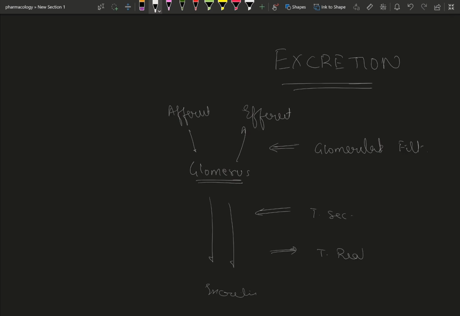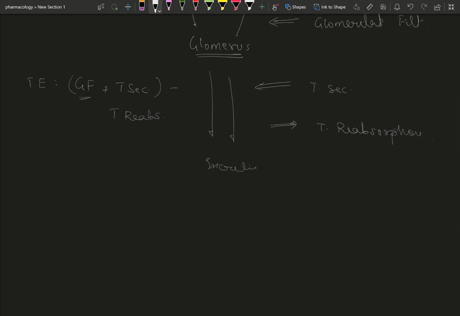Now tubular secretion will be occurring and some part will also get reabsorbed, which is not meant to be excreted. So total excretion TE is equal to GF plus tubular secretion minus tubular reabsorption. Hope you agree with that. So the factors governing these three, that is GF, tubular secretion and tubular reabsorption, are the factors which will be affecting excretion of a drug. Let us make this very simple.